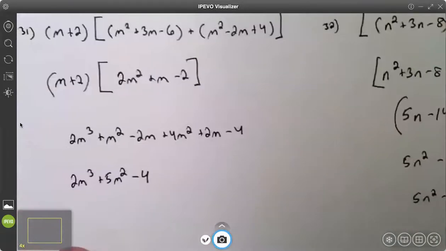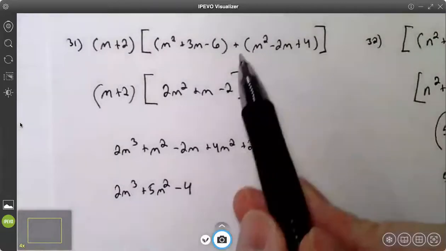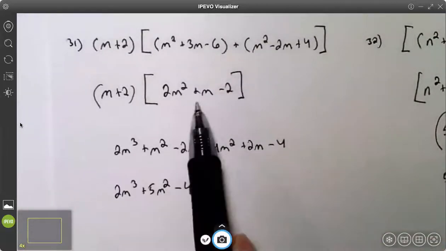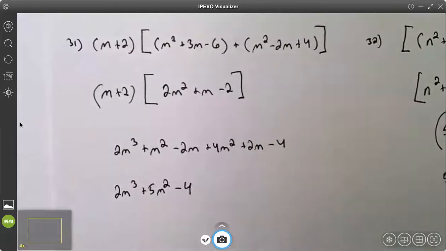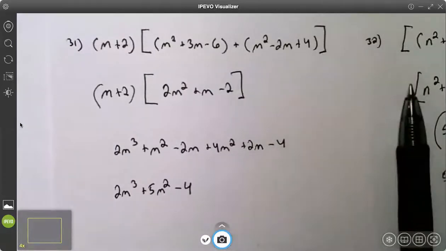Here's another one. You can do everything in the grouping first, then you have a binomial times a trinomial, then you combine like terms. So we can make them long and hard if we wanted to, but the concept is the same. You need to know how to do the distributive property, you need to know how to combine like terms, and you need to know how to multiply monomials. Those three skills are what you need to get through these.